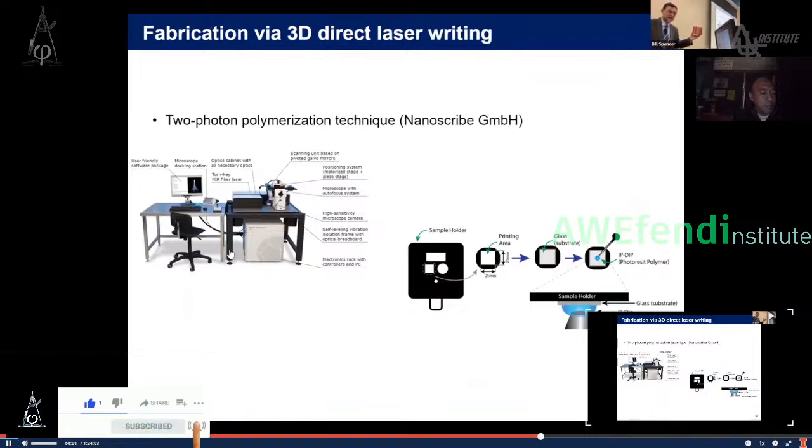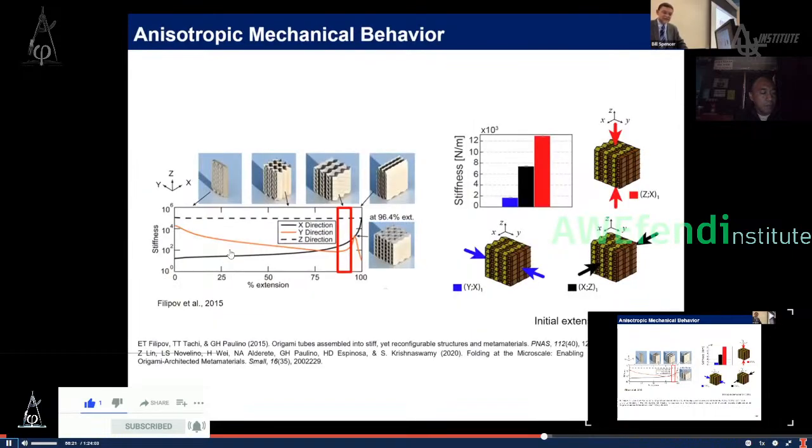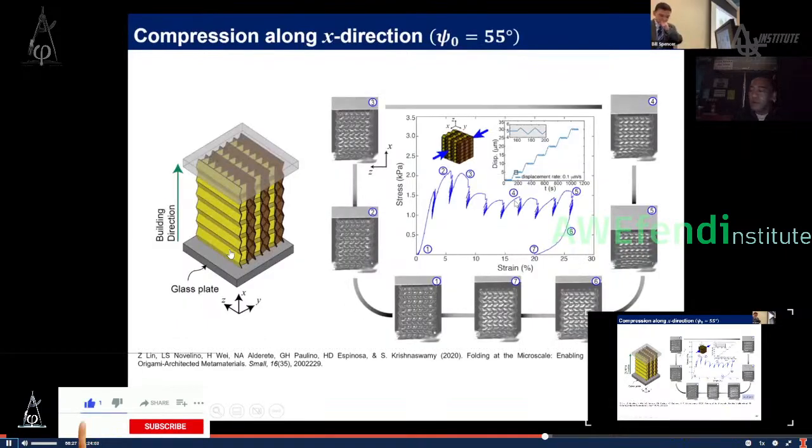And this was printed at Northwestern in collaboration with Civil Engineering and Glaucio. And they used the two-photon polymerization technique on a Nanoscribe machine. And we are very fortunate that we just got this machine at Princeton, and we intend to use it over there. And we did some in situ SEM mechanical testing, as illustrated here, to investigate the anisotropy, different directions give very different stiffness, and also the material properties.